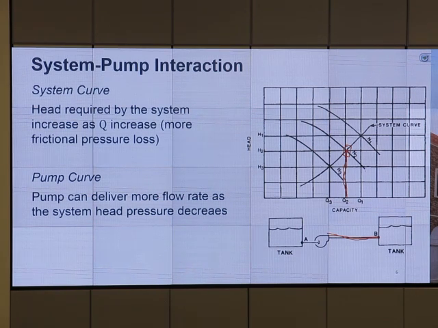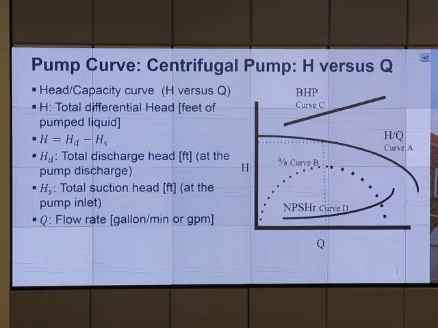Let's test, shall we? Are you ready? If you have a pump curve, system curve, and the cross point, then you get the operating point.